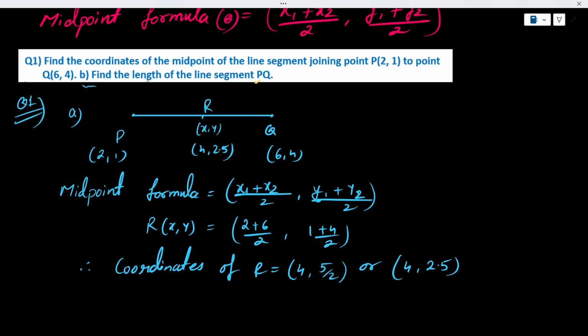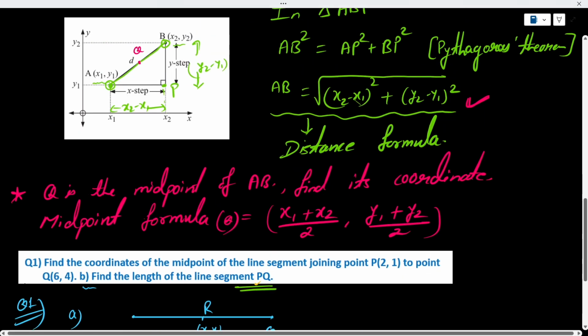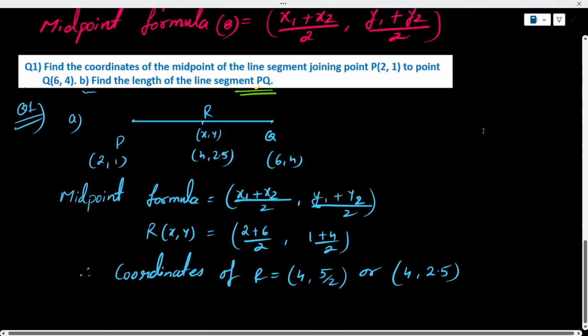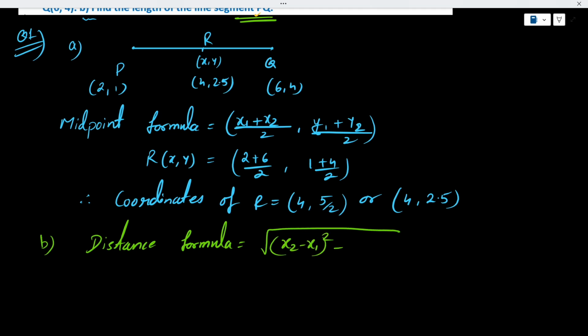Then the second part: find the length of line segment PQ. That means I have to find the length of this. The moment we are talking about length, we are going to take the distance formula. What is your distance formula? Under root x2 minus x1 whole square plus y2 minus y1 whole square. So first we will write down the distance formula. Whenever you are using any formula, make sure you write the formula first. So this is your distance formula, right?